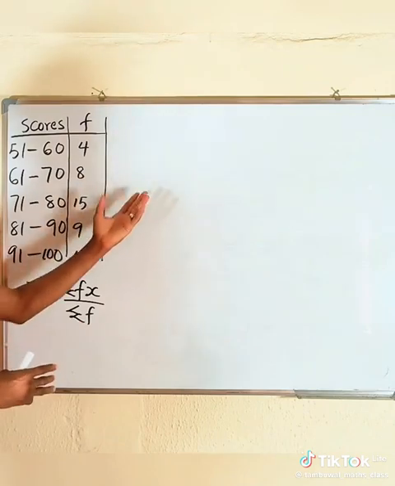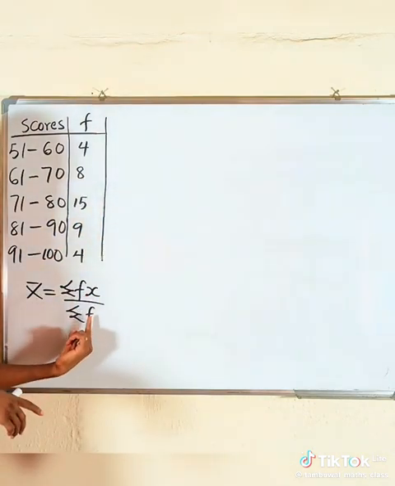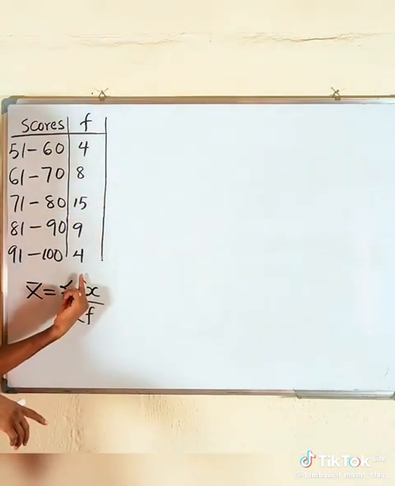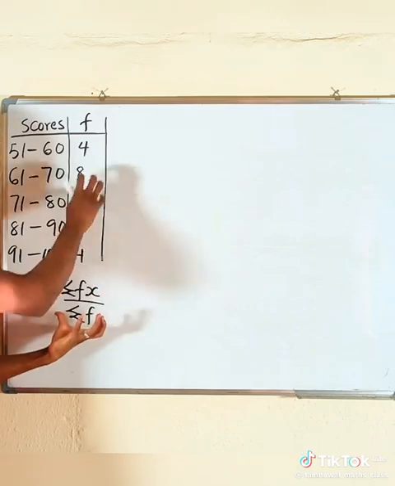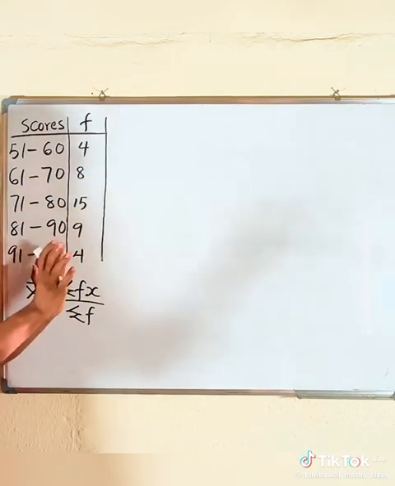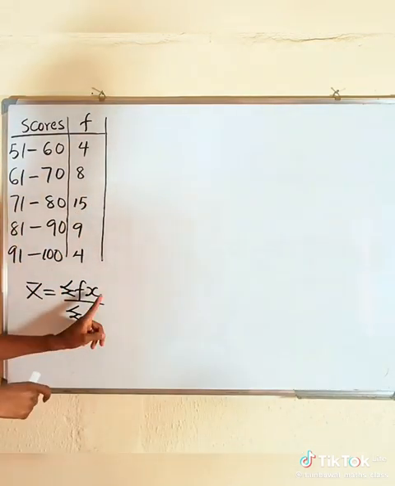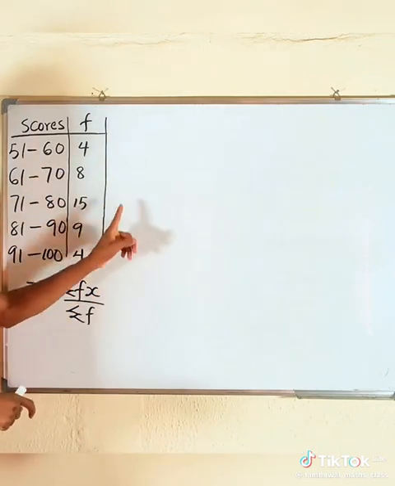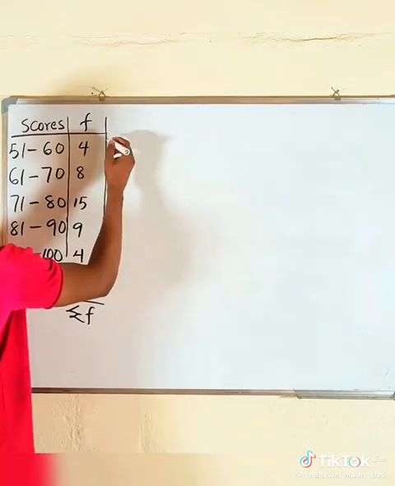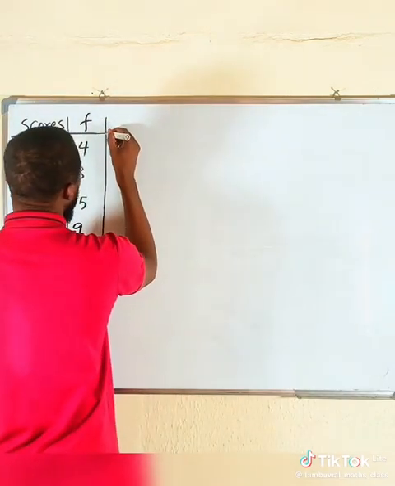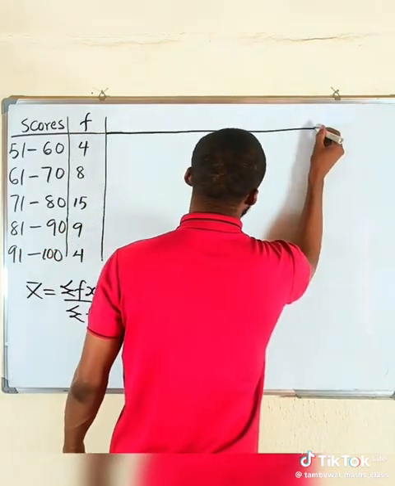But if you look at our table, we don't have x, we don't have fx. So make sure that everything here appears here. Yes, that is the logic. So since we don't have x, we have to find it first before we find the product of x and f. So let me form 2 columns, though we are going to have many columns here.